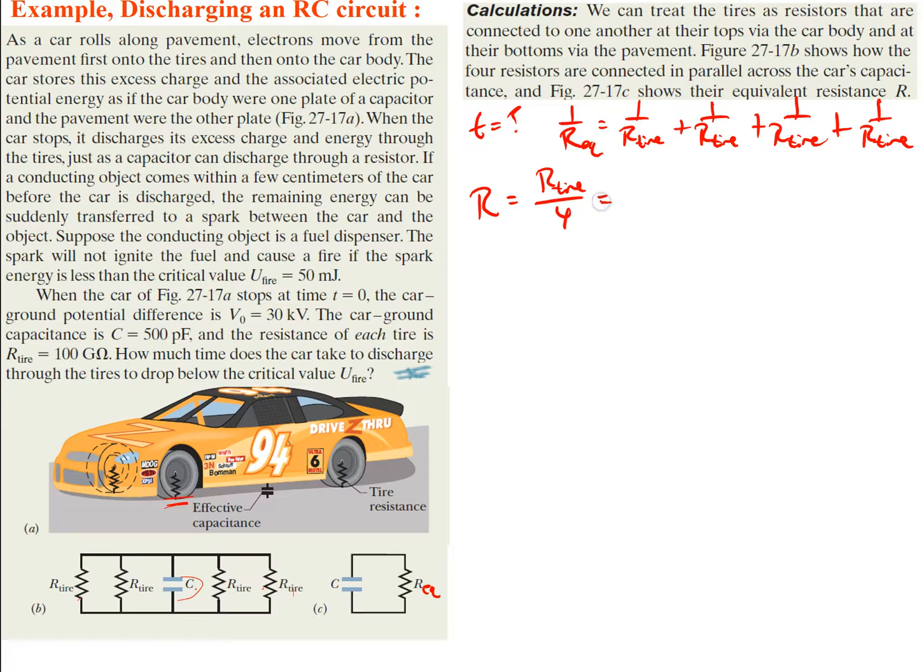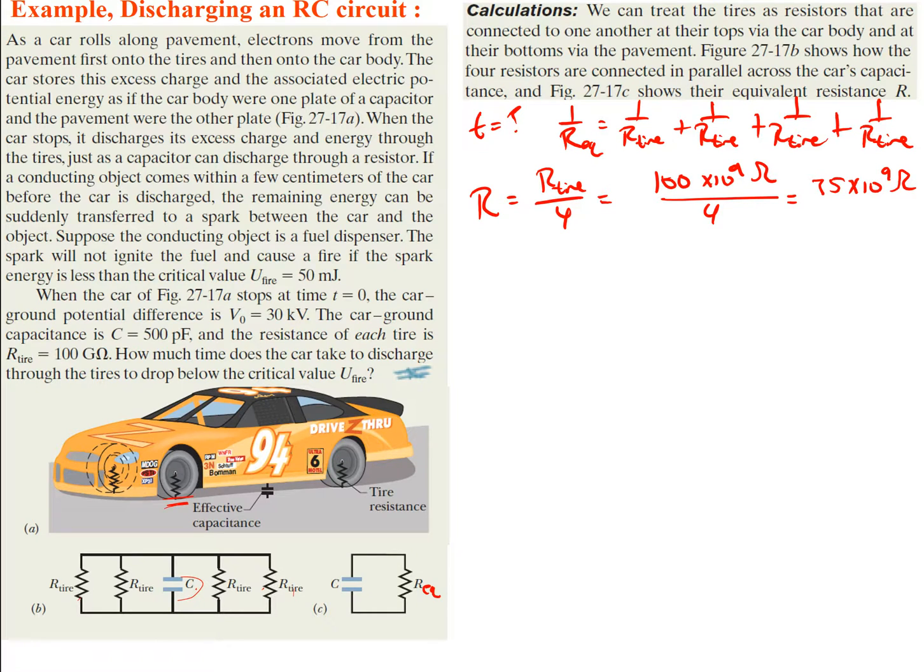All right, and we know what the resistance of each tire is, so that's going to be 100 times 10 to the 9th ohms, because it's 100 gigaohms, divided by 4. So that's simply 25 times 10 to the 9th ohms.